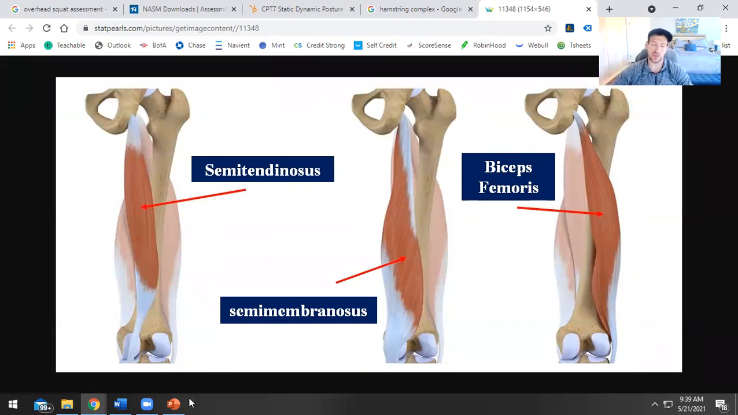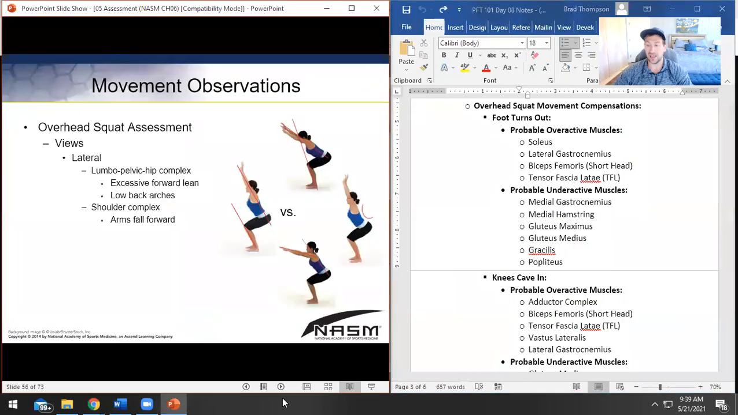So a lot of times when your clients' feet turn out, it's not the inside part of the hamstring that's overactive, it's the outside part of the hamstring. So when we're focusing on hamstring stretches, that's the part we want to target.